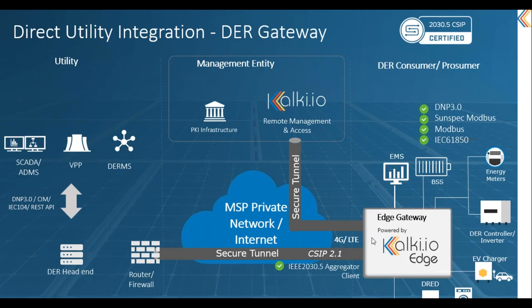And the gateways can be managed from a remote management server, which is Calcio.io, which also provides the options to access these remote devices over a secure role-based access control using PKI infrastructure. And there's a PKI infrastructure which is also used for managing the connections to the utilities, as well as managing the connection with the remote management servers. So this is how the gateway-based integration works.